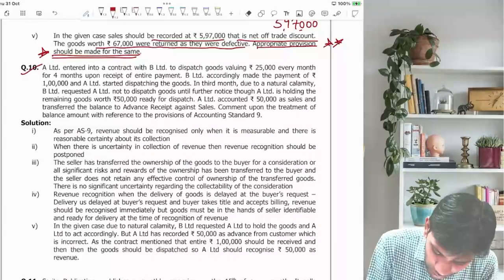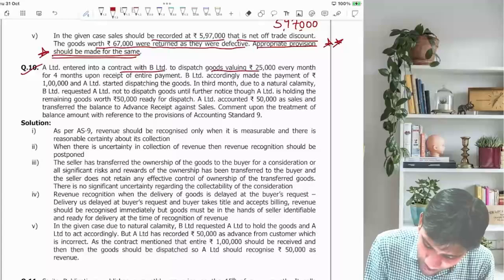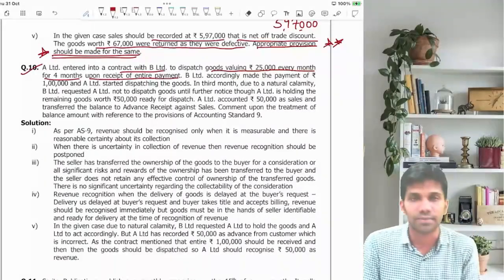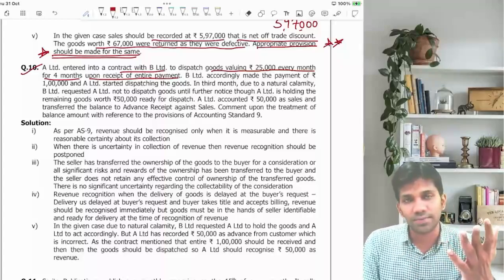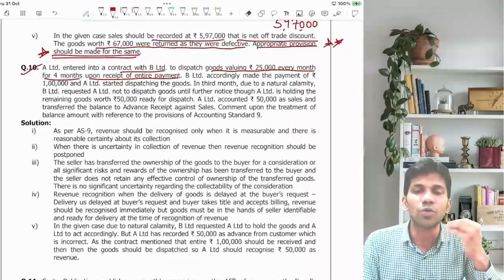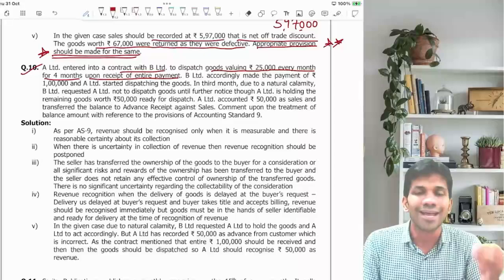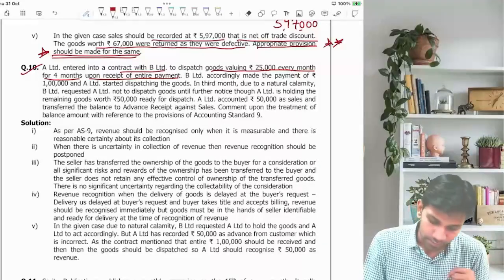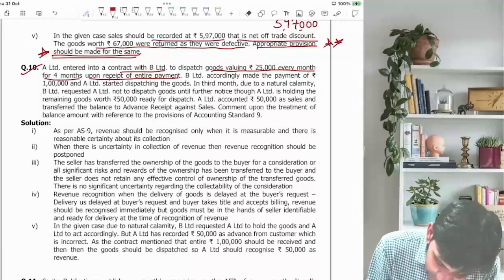A Limited entered into a contract with B Limited to dispatch goods valuing 25,000 every month for 4 months upon receipt of entire payment. So I am A Limited, you are B Limited. We have entered into a contract that I will supply 25,000 worth rupees goods every month for the next 4 months, provided you pay me the full money today, on the receipt of the entire payment.